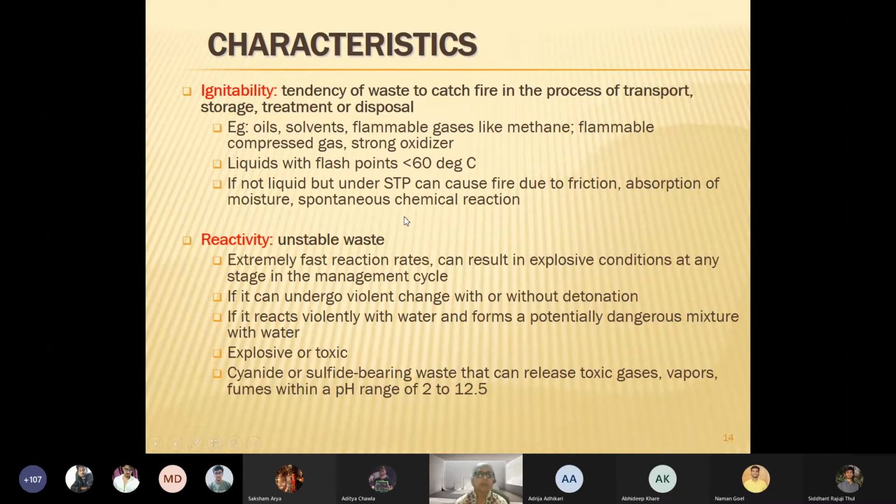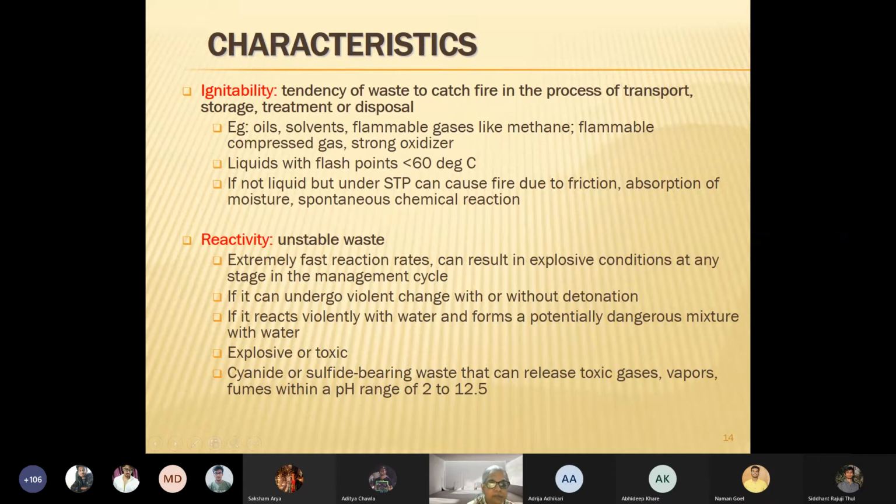Then we come to reactivity. Any waste that is highly reactive is considered unstable and therefore hazardous. So it can lead to fast reaction rates, and extremely fast reaction rates is what we call an explosion. So explosions are basically defined as extremely fast reaction rates. And these series of reactions, if they happen very fast with or without detonation, so with or without explosion or detonation, is considered highly reactive.